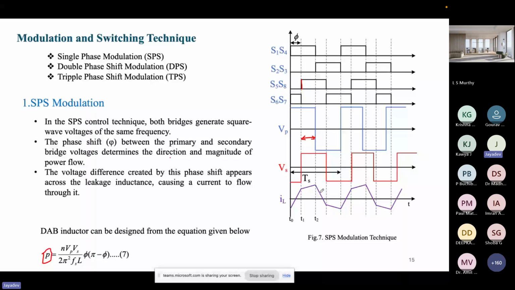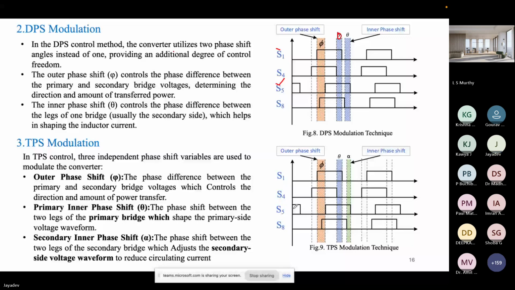Because of that, the voltage difference across the inductor at that time will be less compared to the earlier SPS control. Hence the current flow is also less. In this way, we can reduce the circulating current, but we cannot eliminate circulating current completely in DPS modulation. So what we do? We use a TPS modulation technique.